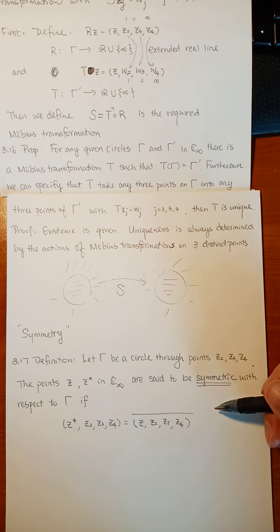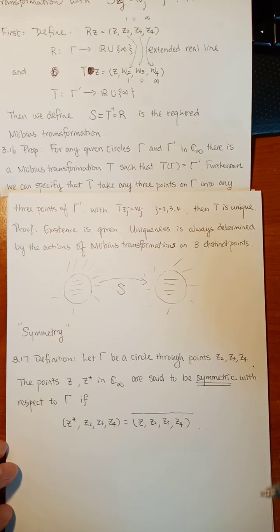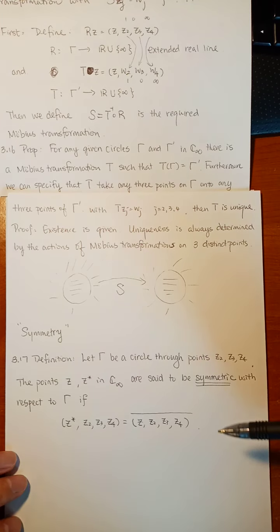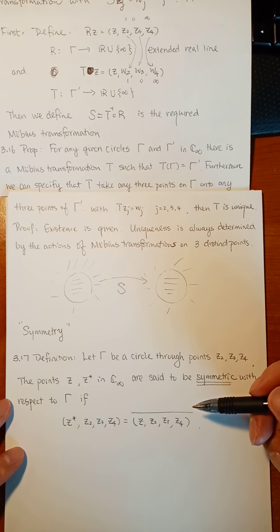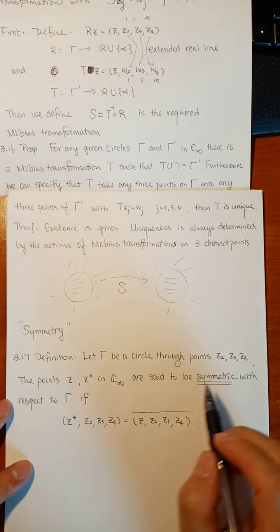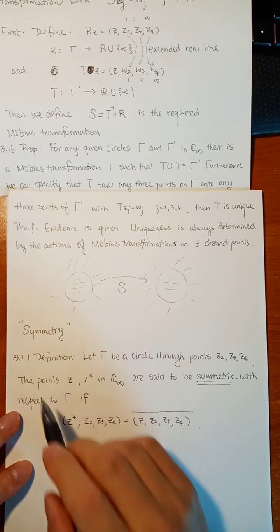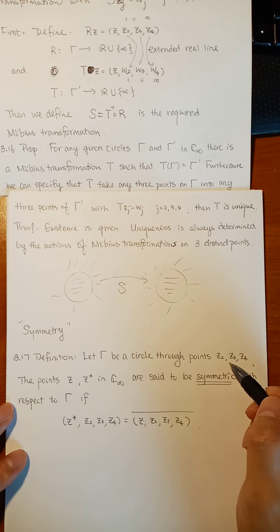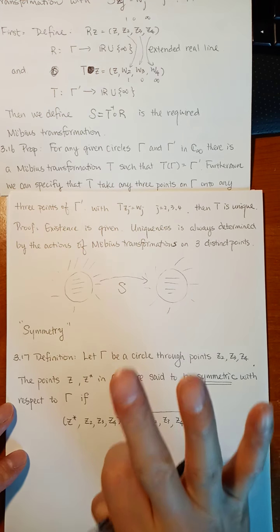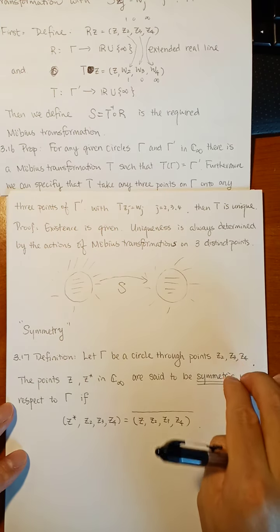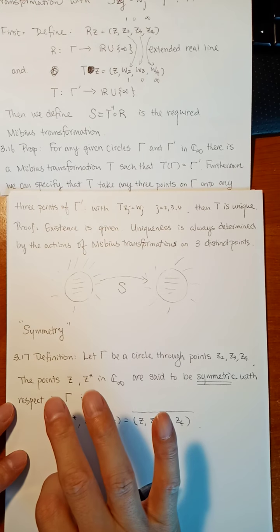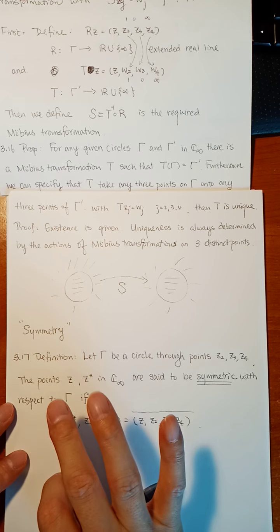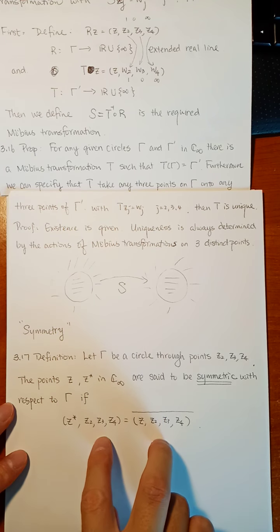Before we do further discussion about the definition, we need an observation. Actually, this definition should be examined for well-definedness. Why? You see here, gamma is a circle. It contains infinitely many points, but you just choose z2, z3, z4. You may choose this set of 3 points, or you may choose another set of 3 points. Will they always give you the relation?